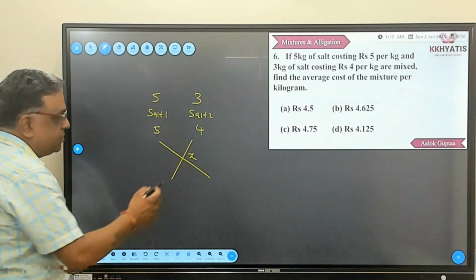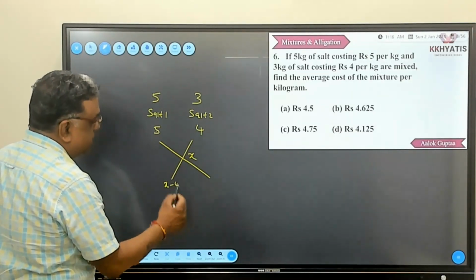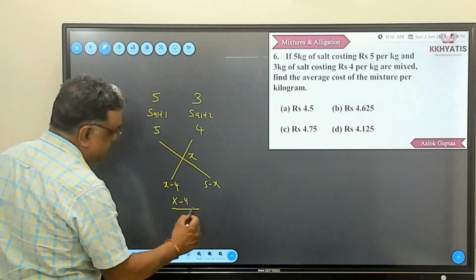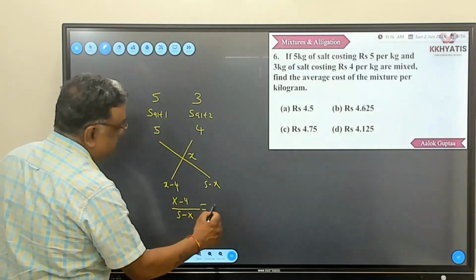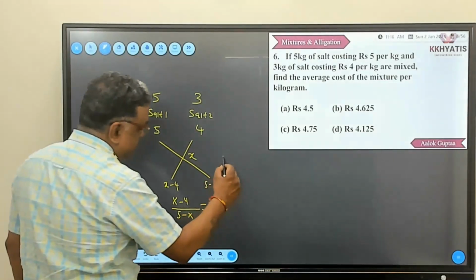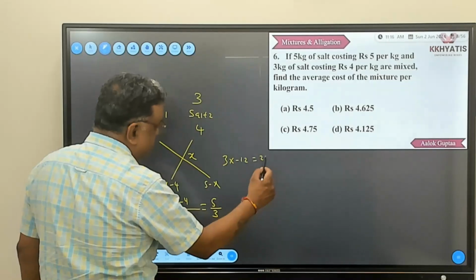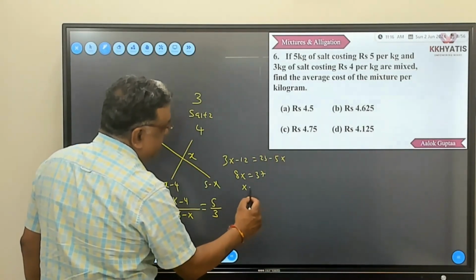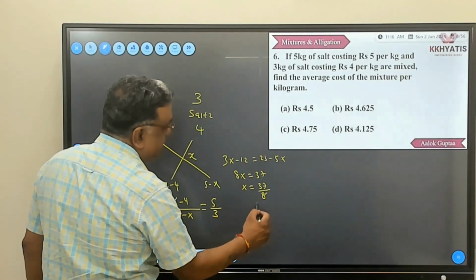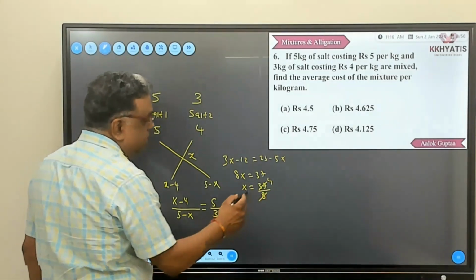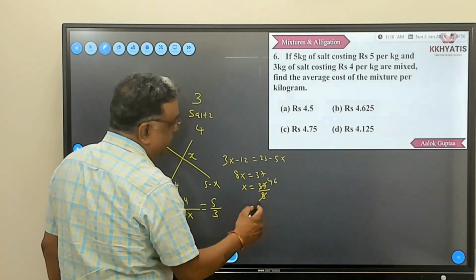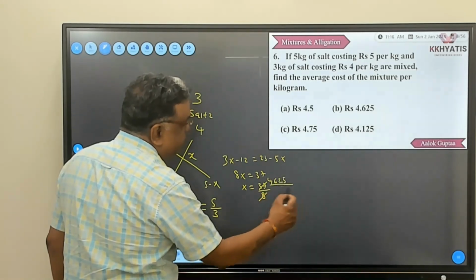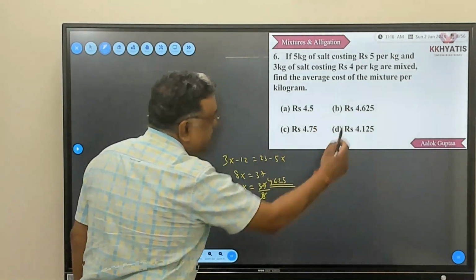So we will apply alligation. So x minus 4, 5 minus x. So the ratio of the rate difference should be equal to the ratio of the quantity mixed. So 3x minus 12 is 25 minus 5x. 8x is 37, x is 37 upon 8. So it should be 4.625 per kg, which is the answer.